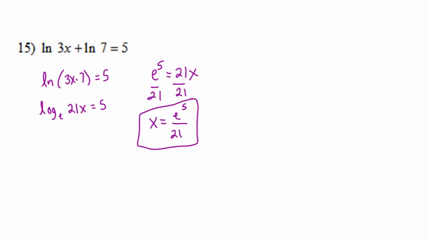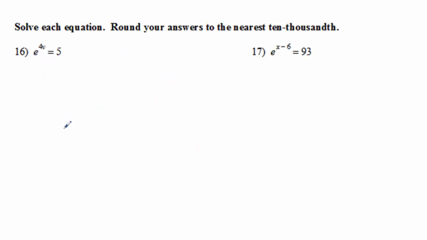Next page. Now on these it says solve each equation, round your answers to the nearest 10,000th. That's 4 decimal places. I definitely want at least 3. If you forget to put the 4th one, that's fine, because in class we pretty much just did 3 decimal places. But 1 decimal place is not okay. To solve this, since my exponent has my variable, I need to rewrite this as a logarithm. So it's going to be log base e of 5 equals 4v.